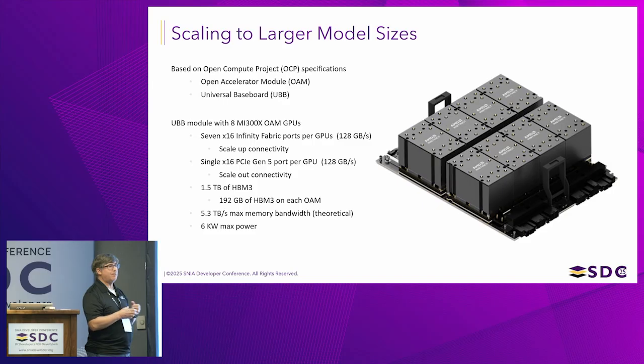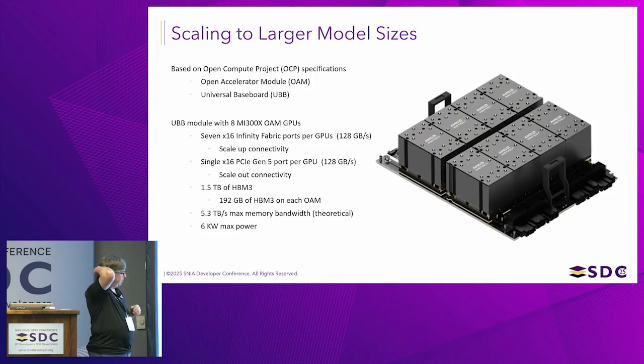You run out of space on the GPU for interconnect. So each GPU is interconnected through a x16 PCIe Gen 5 port to every other. It scales out to about 1.5 terabytes of HBM3.